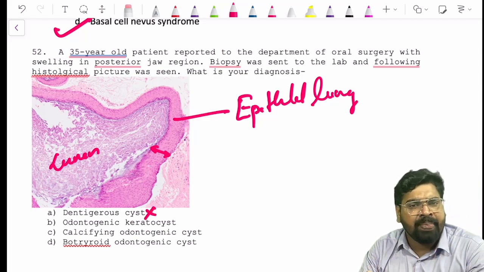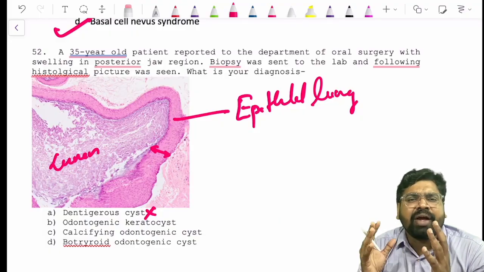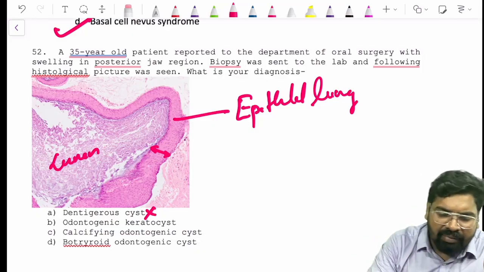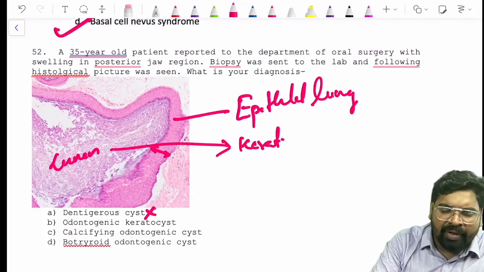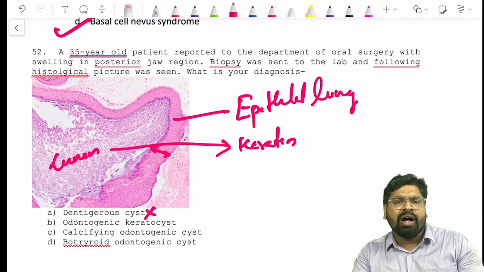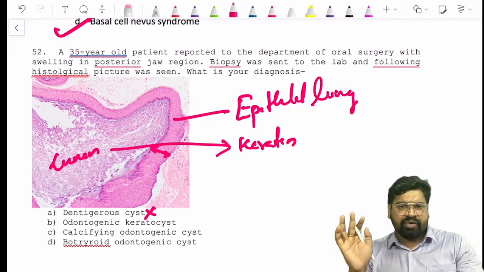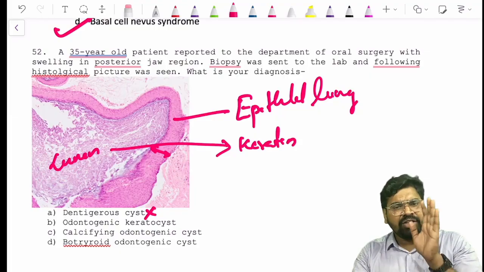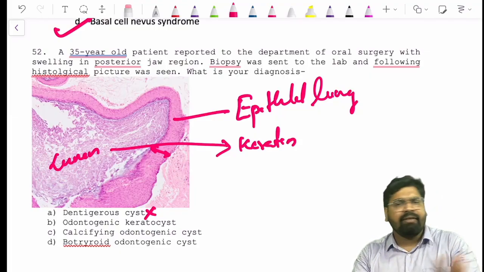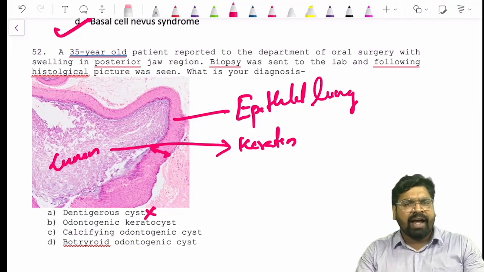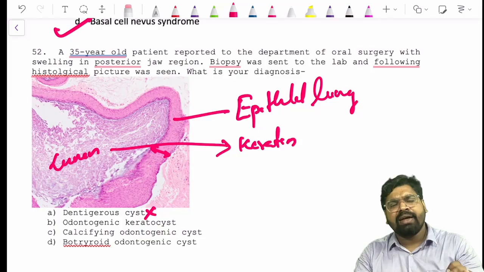The lumen is filled with some kind of pink substance, and that is nothing but keratin. Even if you cannot identify the keratin, you should see the lining. I am okay that identifying keratin is difficult for us; it only comes with experience. But with the knowledge you already have, I don't want any guesswork here. You can see that the epithelial lining is that thick. It is not 2 to 3 layers, so you can omit dentigerous cyst.